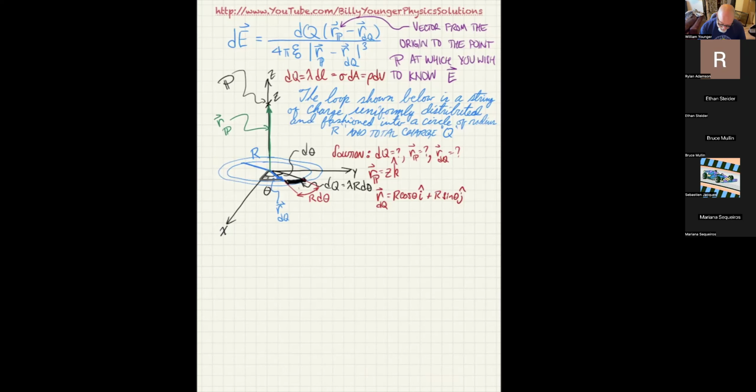All right, so we've got r p, we've got r dq. Now I've got to compute r p minus r dq. So r p minus r dq is going to be z k hat minus r cosine theta i hat minus r sine theta j hat, like that. Okay. And you can actually see what that vector is by, let's see, I'll draw it with a red vector. That vector right there is r p minus r dq.